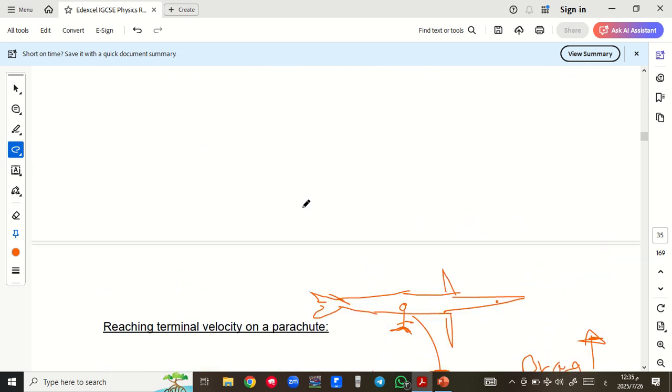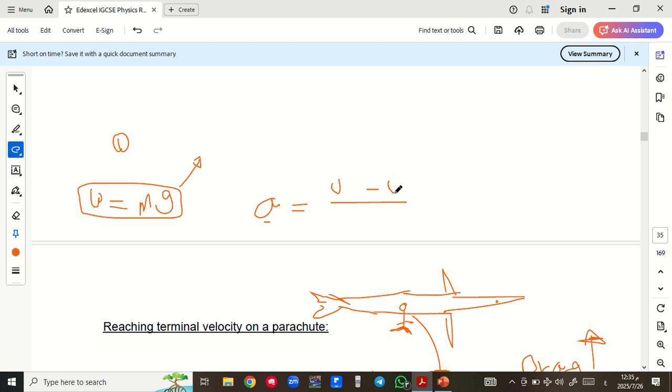So I have mentioned that W equals mass times g. This is the first mathematical relation I have explained to you. Second, I explained to you the law to calculate acceleration. a equals final velocity, which we call v, minus initial velocity, which we call u, all divided by time taken. This is the second mathematical relation I have mentioned to you.